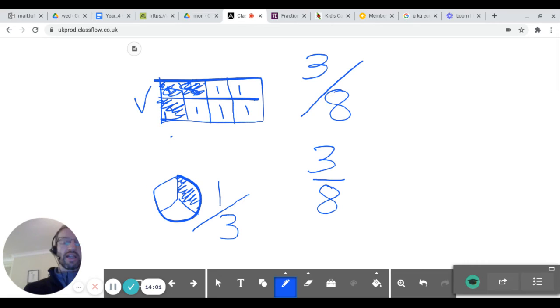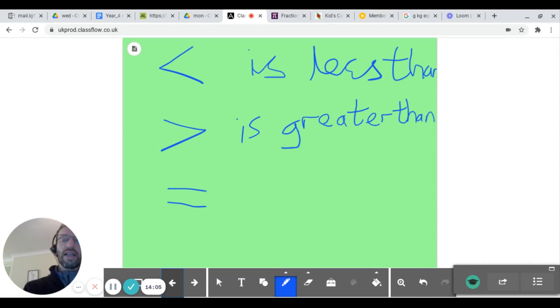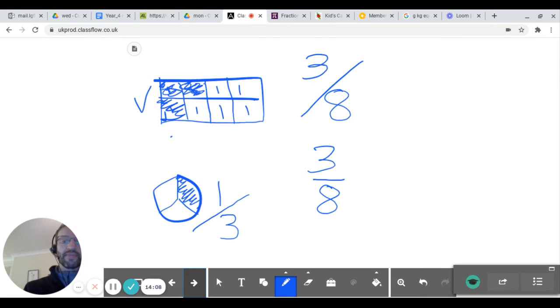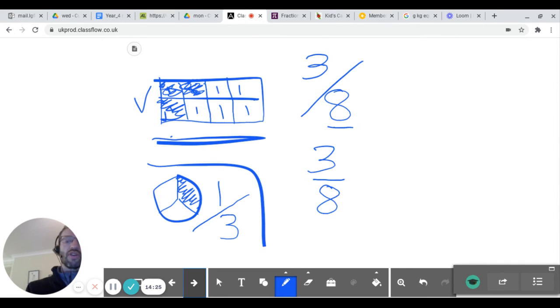Okay, so that's basically what we've got to look at today, whether a fraction is less than or greater than, and also what the picture represents. How many parts are there altogether? In this one, there were 8 parts altogether, so the denominator was 8. And 3 were shaded in, so the numerator is 3. And in this example down here, we've got 3 parts altogether and 1 shaded in, so the 1 goes on the numerator at the top.